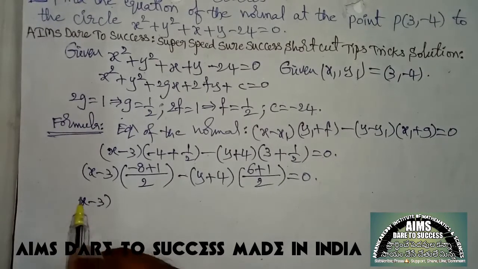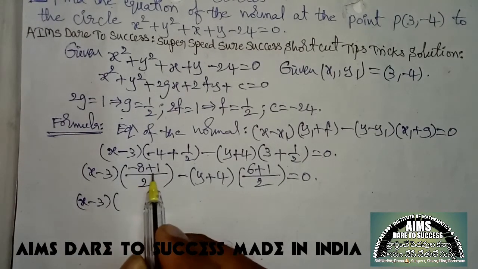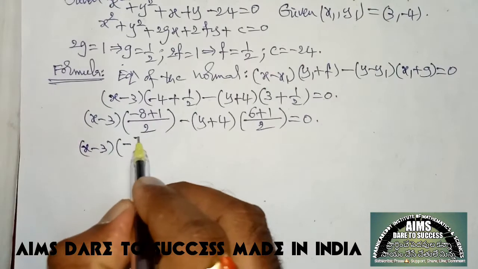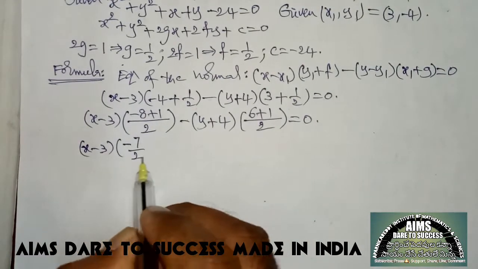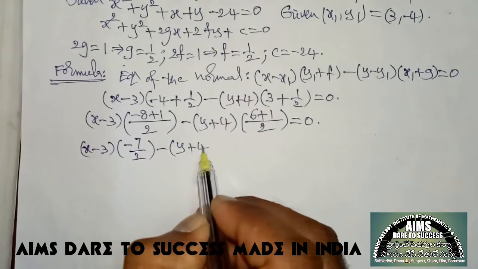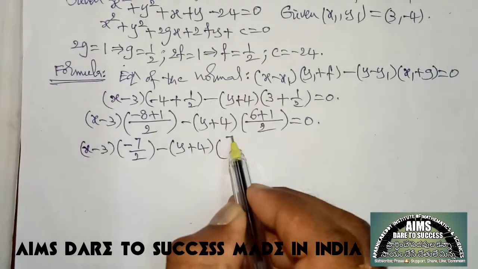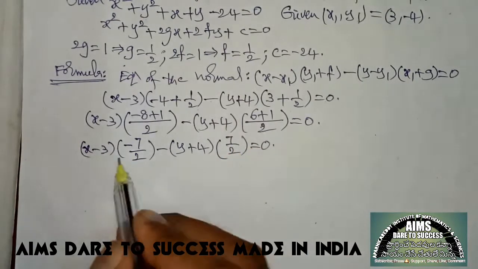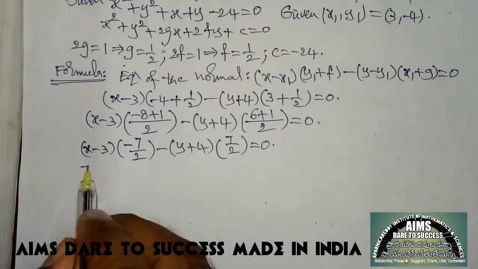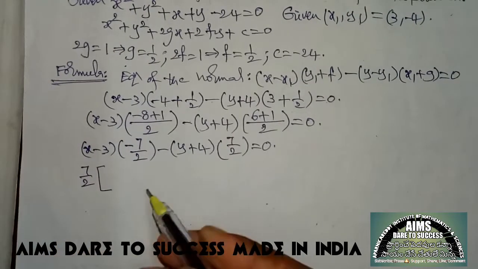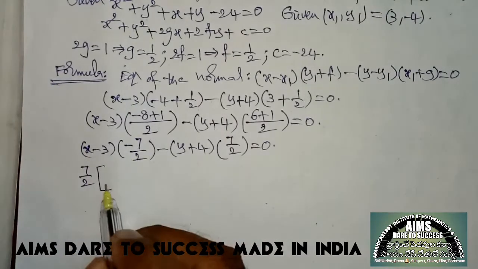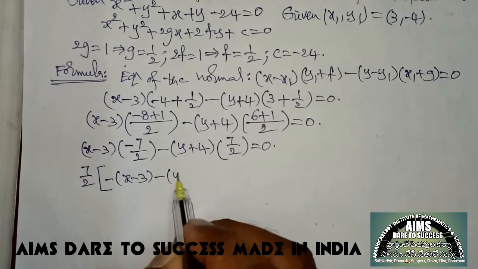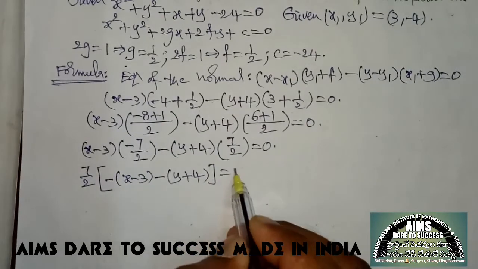Now (x minus 3) into (1 minus 8), a small number minus a big number gives a negative symbol. 8 minus 1 is 7, so 1 minus 8 is minus 7 by 2, minus (y plus 4) into (6 plus 1 is 7 by 2) is equal to 0. Now you can see this bracket is 7 by 2 and here minus 7 by 2. Taking 7 by 2 common, the remaining is minus of (x minus 3), minus of (y plus 4) is equal to 0.